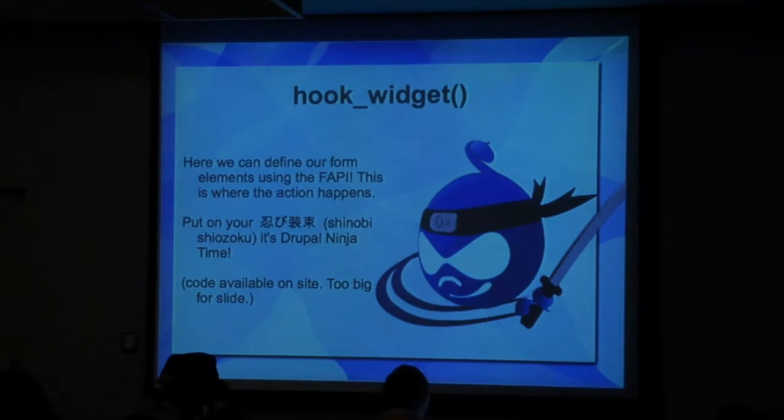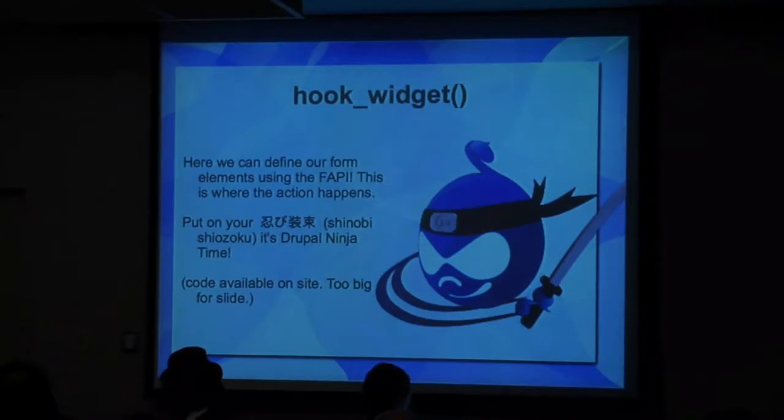So, hook widget. This is where the fun happens. This is where we actually get to create our form. This is where we're going to build how we're going to interact with our user and create our AHA elements and really create something awesome. And actually, as I see at the bottom, time to put on your shinobi shozoku, which is the traditional ninja garb. So it's time to get to some real code.